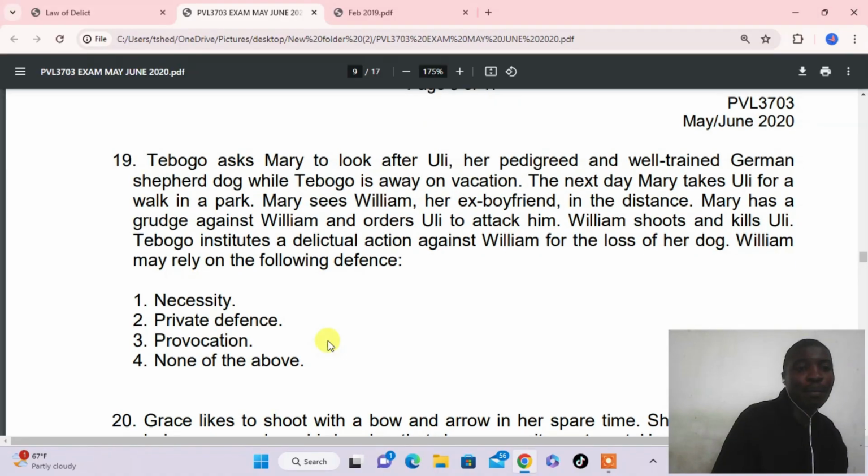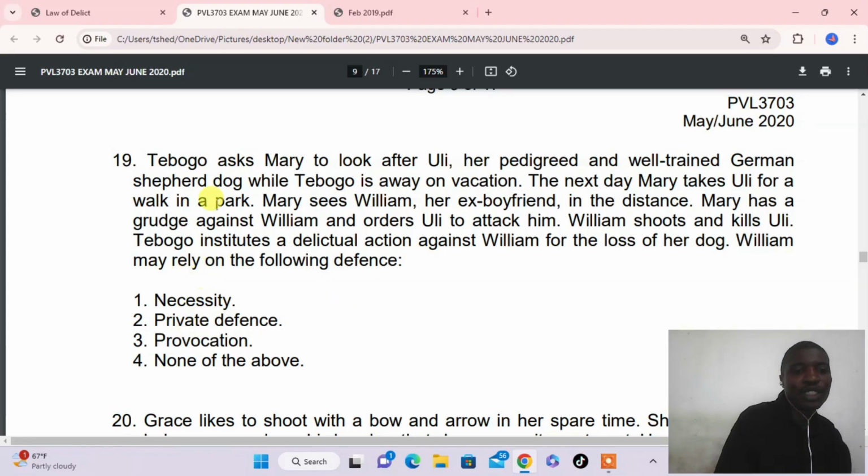We go to number 19. Tebuho asked Mary to look after Uli, a pedigree and well-trained German Shepherd dog, while Tebuho is away on vacation. The next day, Mary takes Uli for a walk in the park. Mary sees William with her ex-boyfriend in the distance. Mary has a grudge against William and orders Uli to attack him. William shoots and kills Uli. Tebuho instituted a delictual action against William for the loss of her dog. William may rely on the following defenses.